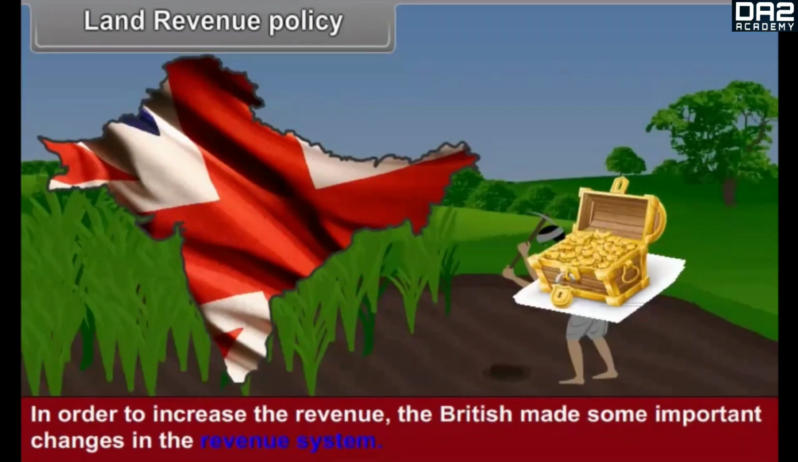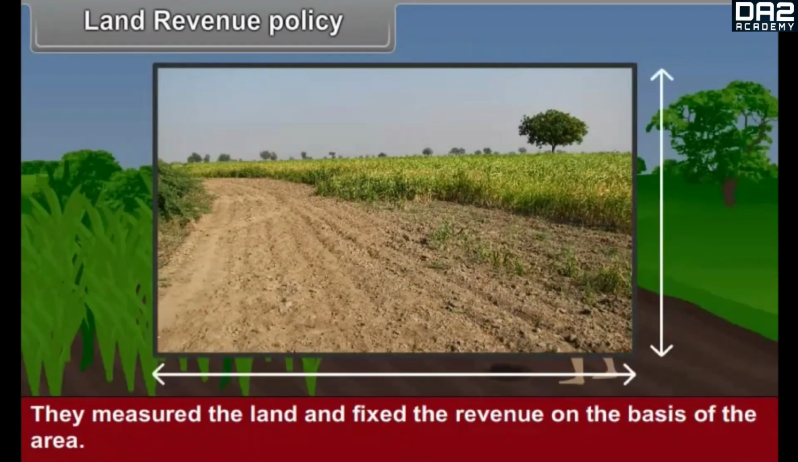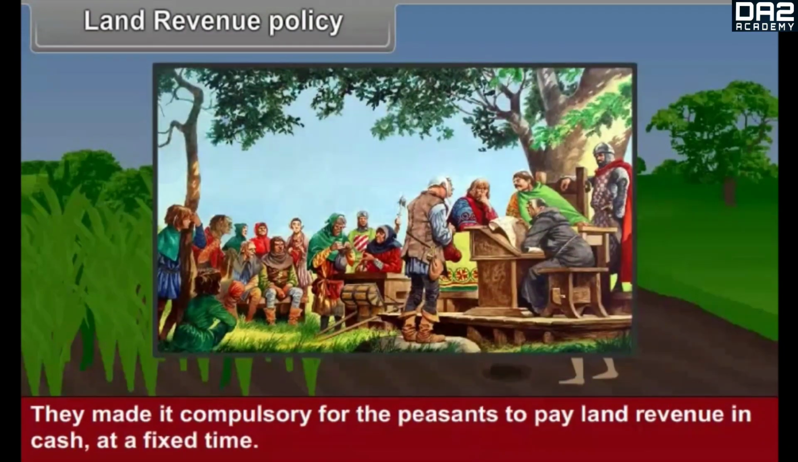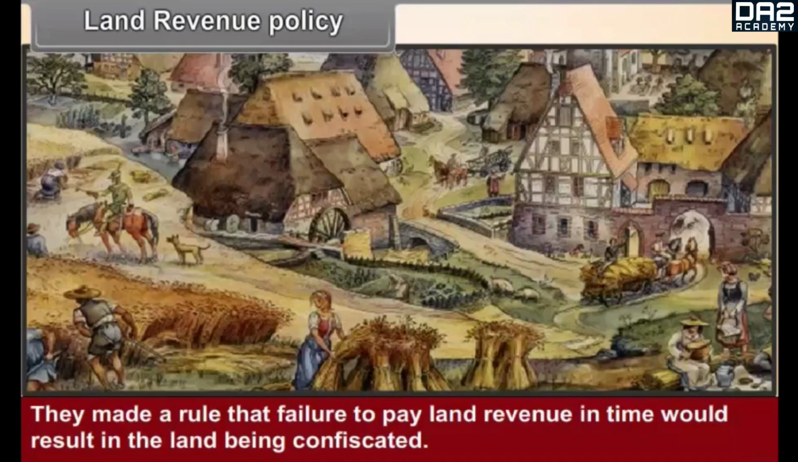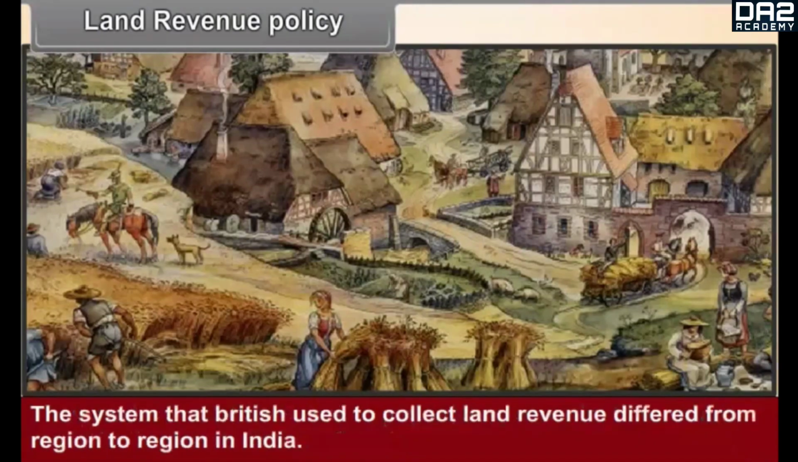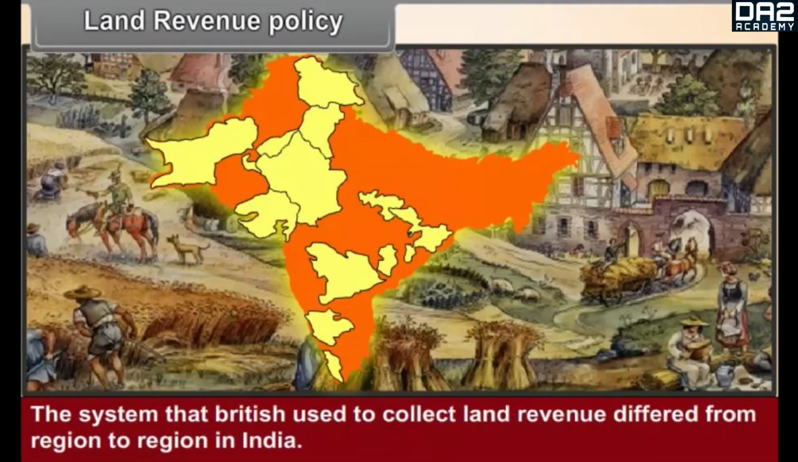In order to increase the revenue, the British made some important changes in the revenue system. They measured the land and fixed the revenue on the basis of the area. They made it compulsory for the peasants to pay land revenue in cash at a fixed time. They made a rule that failure to pay land revenue in time would result in the land being confiscated. The system that the British used to collect land revenue differed from region to region in India.